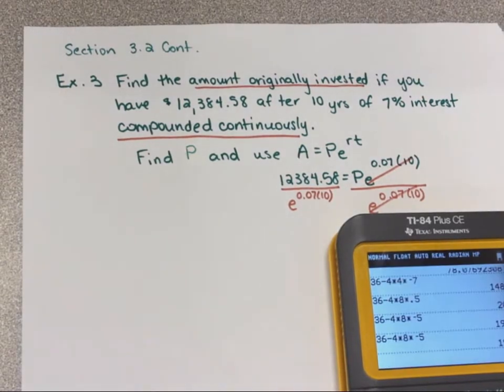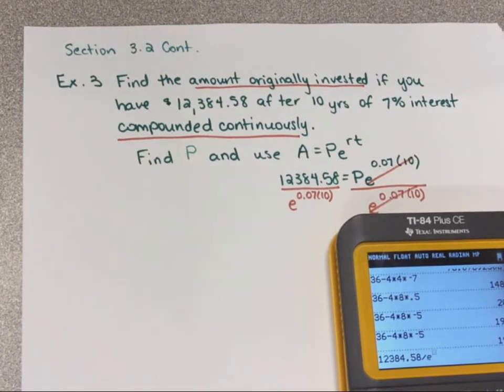So we're going to take 12,384.58, and we're going to divide it by e raised to a power. If you have an older calculator, you might need to put parentheses around the exponent, but notice mine opens up a little flashing box where the exponent is, so I'm just going to enter in 0.07 times 10. If you wanted to, you could work out what 0.07 times 10 is and put that number in for the exponent, but it's not necessary. The calculator will do it all if you punch it in correctly.